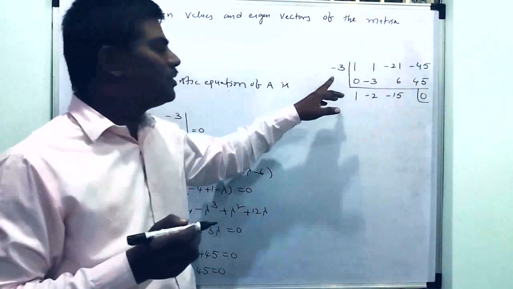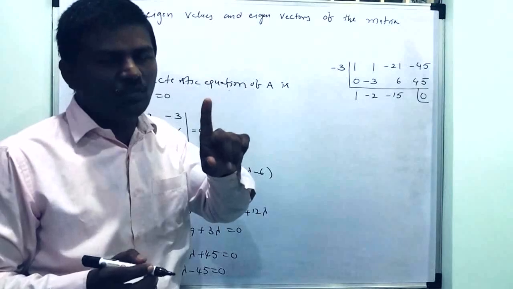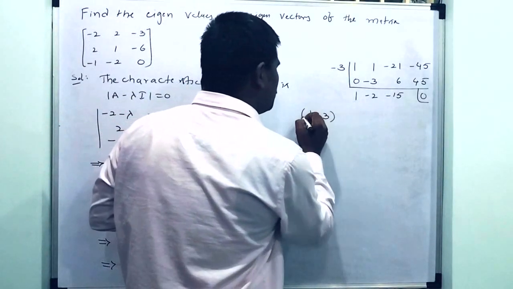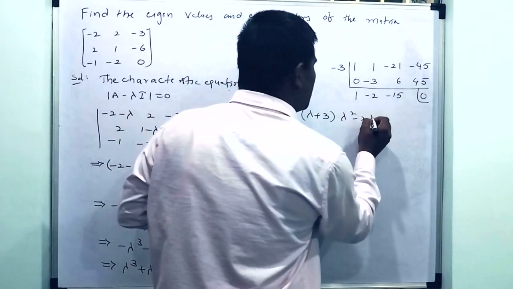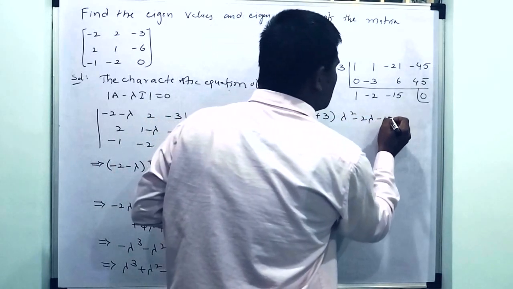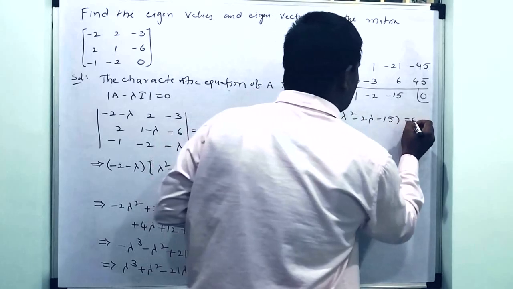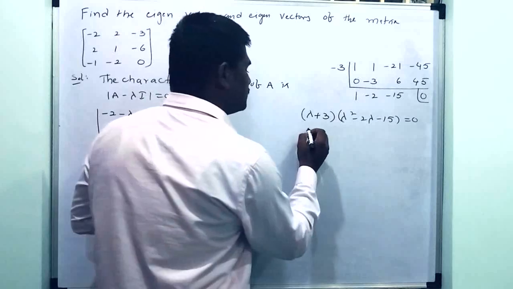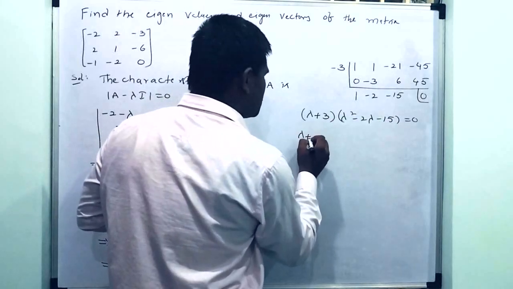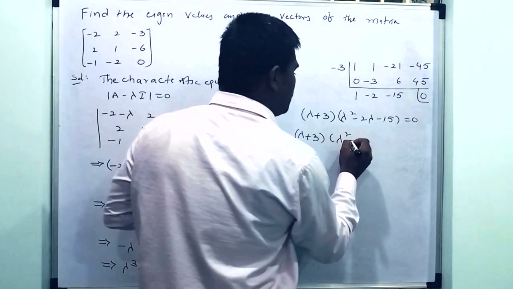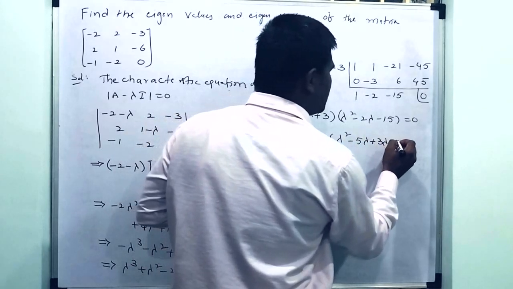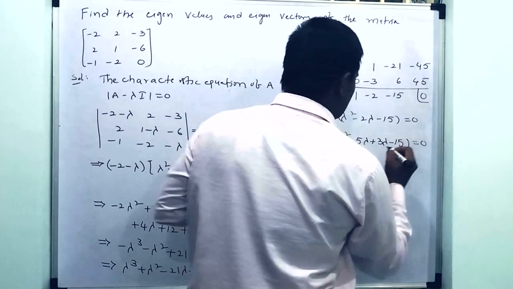That means lambda plus 3 is one factor. Lambda plus 3 into lambda square minus 2 lambda minus 15 is equal to 0. 5 3s are 15. That means this can be written as lambda plus 3 into lambda square minus 5 lambda plus 3 lambda minus 15 equal to 0.